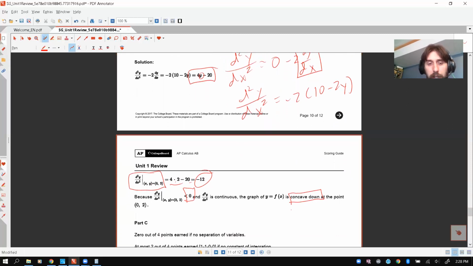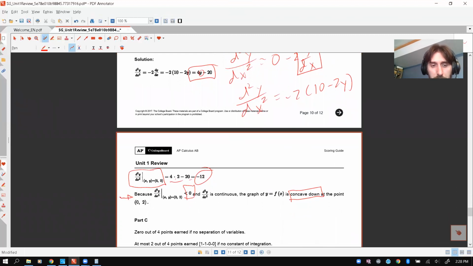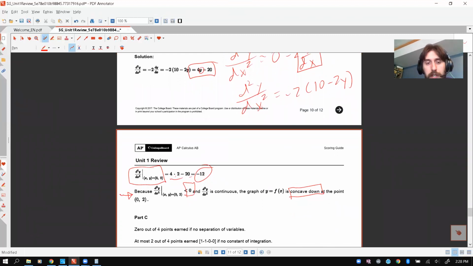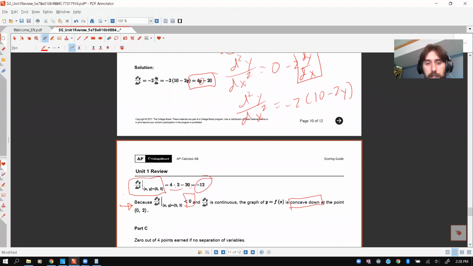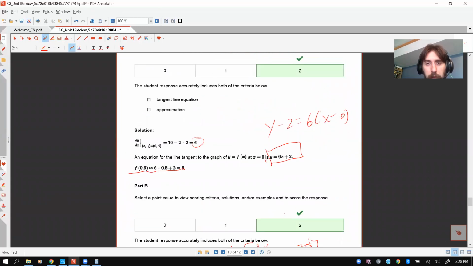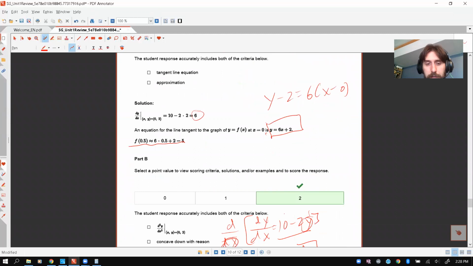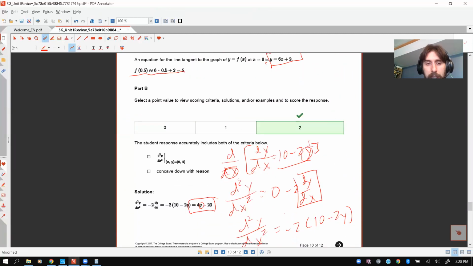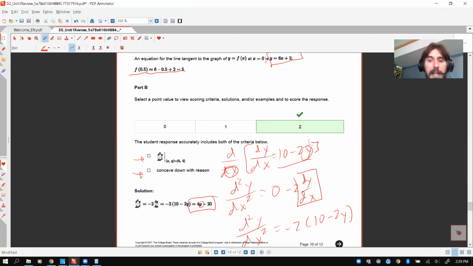And so the sentence they put here would get you full marks on this problem. Basically you want to say, because the second derivative at 0, 2 is negative, and because the function is continuous, then the graph is concave down at the point 0, 2. And then that one would have got you 2 points. One for finding the second derivative, and then one for saying that it's concave down with that explanation.